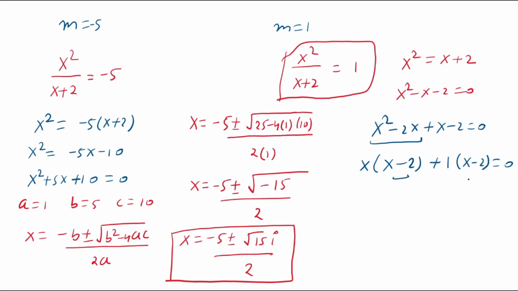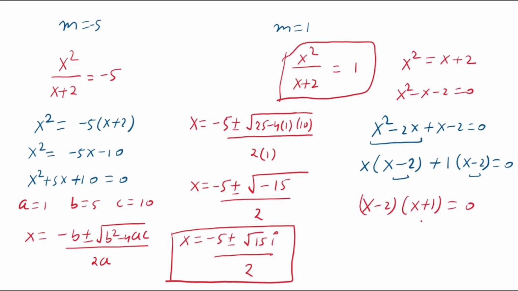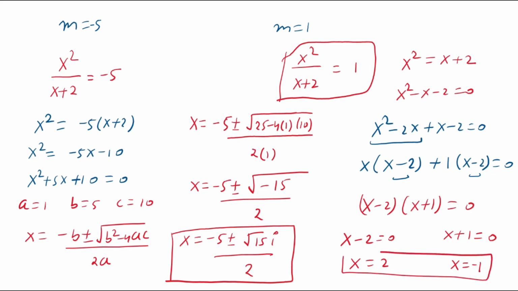Now x minus 2 is common. If we take x minus 2 is common, then x plus 1 is equals to 0. Now product of two expression is equals to 0, so we can say x minus 2 is equals to 0, or x plus 1 is equals to 0. Then value of x is 2 and here value of x is minus 1. So we have two real solutions and two imaginary solutions. This is our final answer.